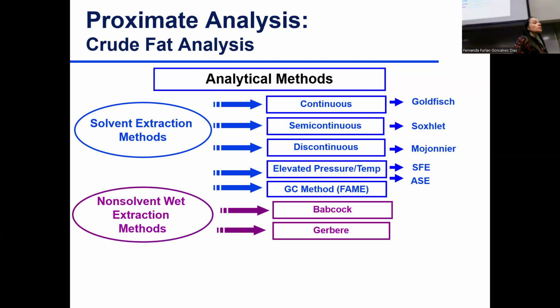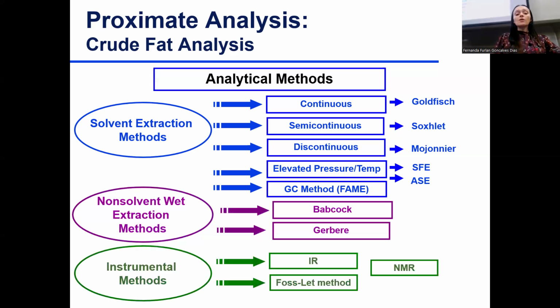You can have no-solvent wet extraction methods such as Babcock and Gerber. They are very well known, especially in the dairy industry. Babcock was actually a professor at the University of Wisconsin. And also instrumental methods: infrared, the Foss method, and NMR, nuclear magnetic resonance, are methods used for fat content. They usually need a reference. And yeah, we're going to talk about each one of them.